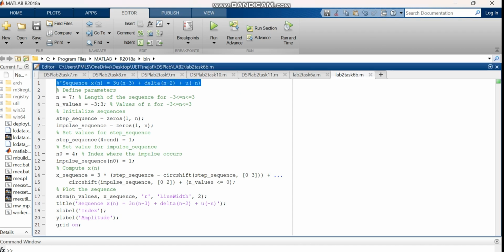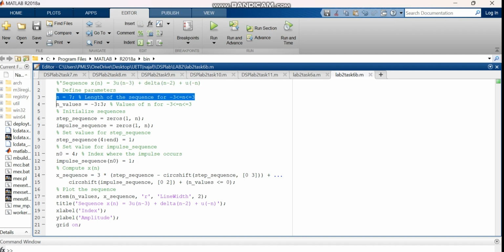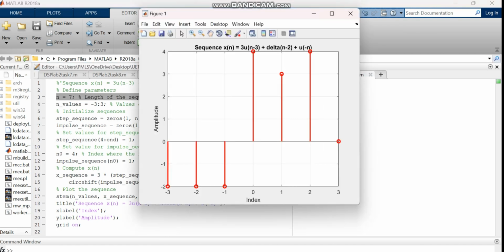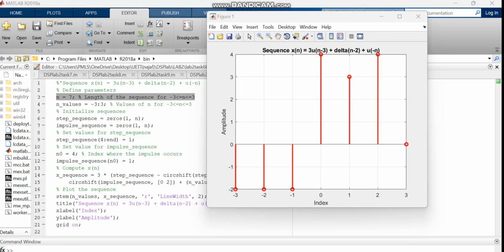Now for the second function, n is the length of the sequence, which is 7. The values are from minus 3 to 3, and if we plot this graph, we have a sequence of x of n in which it is 3 times unit step right shifted by 3 units, plus unit impulse with a 2 times right shift, plus n times negative shift of unit impulse function.